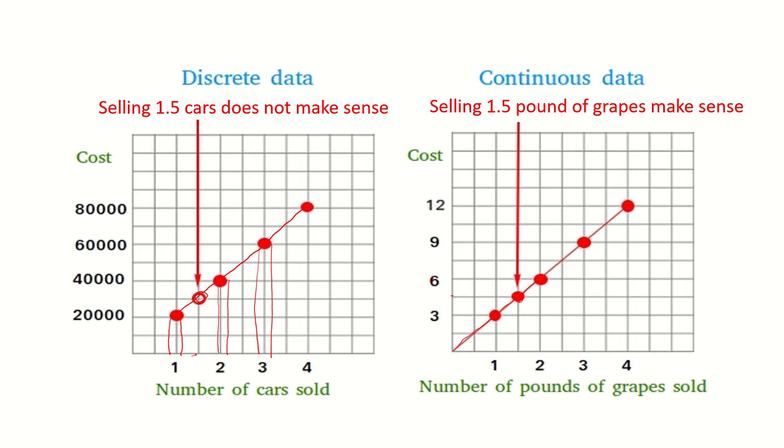All right, so there is some information that can be represented only in the form of a continuous line graph, and there is some information that can only be represented in the form of a bar graph. Okay, thank you so much.